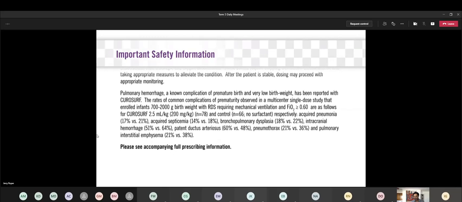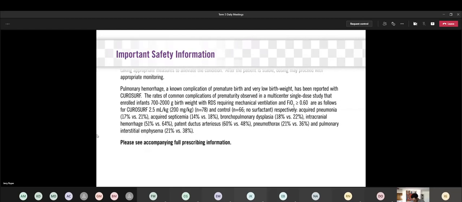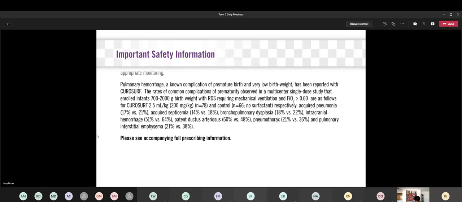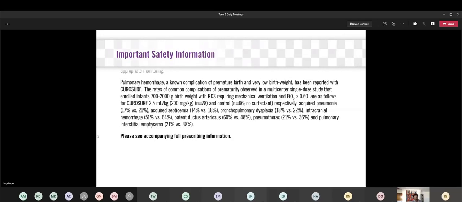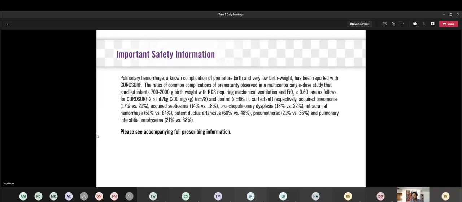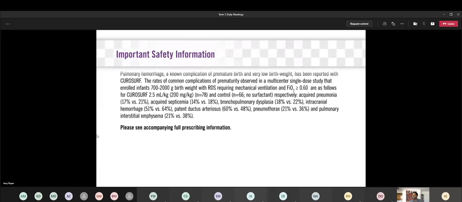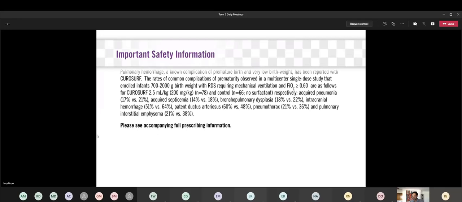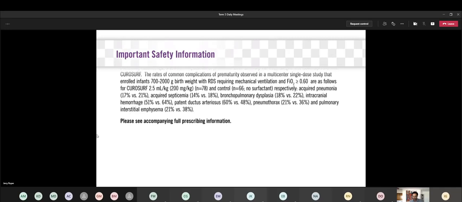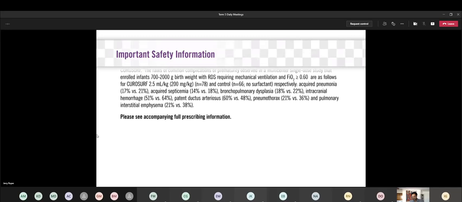Acquired pneumonia, 17% versus 21%. Acquired septicemia, 14% versus 18%. Bronchopulmonary dysplasia, 18% versus 22%. Intracranial hemorrhage, 51% versus 64%. Patent ductus arteriosus, 60% versus 48%. Pneumothorax, 21% versus 36%. And pulmonary interstitial emphysema, 21% versus 38%. Please see accompanying full prescribing information.